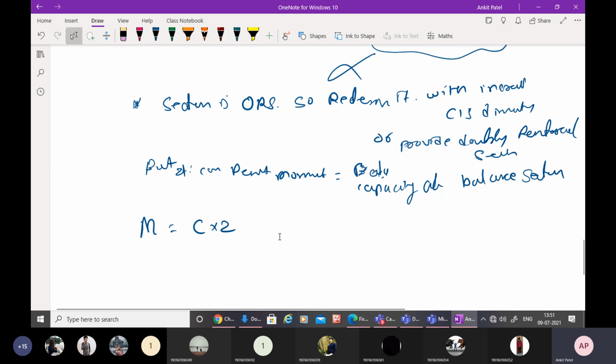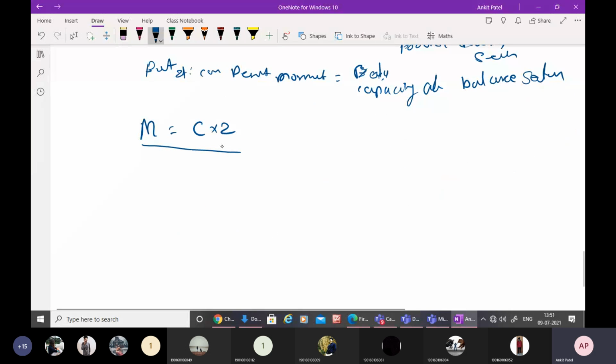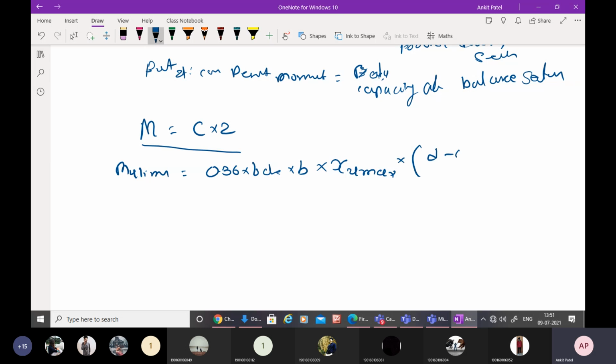Here, understand carefully. We have to calculate the value M equals C into Z. But we have to consider it as a balanced section. That's why we write Mu lim, equal to C, which is 0.36 into fck into b into Xu max, and in the equation of Z, d minus 0.42 times Xu max. Clear? Either you can use this equation, but let's first solve with the help of this one, so you will be able to get the answer.